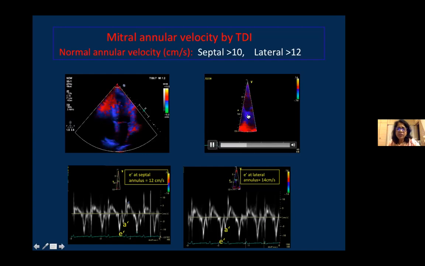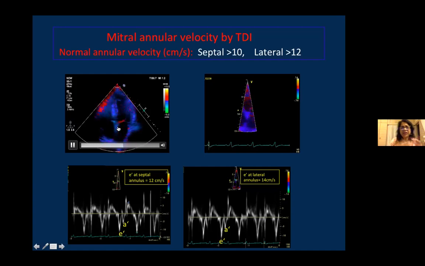So now what I'll do, I'll place the cursor here and keep the sample volume in the septal annulus first, and then again in the lateral annulus. So here it is the septal annulus, and I get the pulse wave Doppler. As I do so, I get some waves above the baseline and some waves below the baseline, as you can see. So what happens to the annulus during the cardiac cycles?